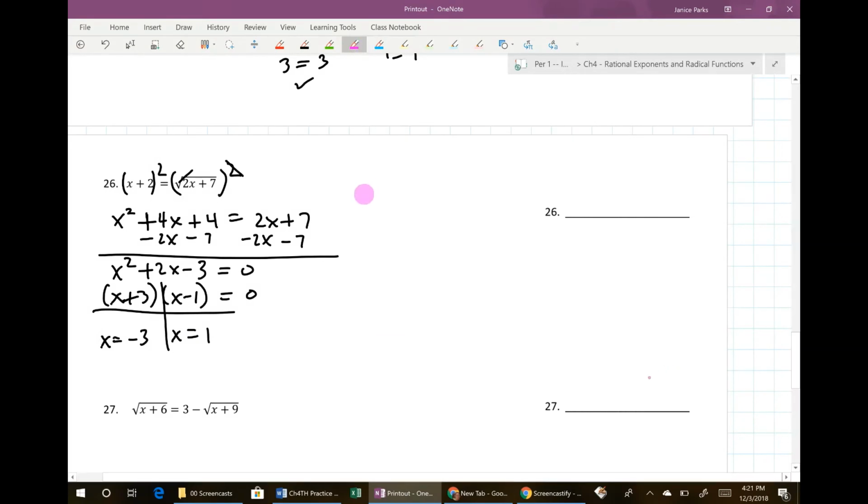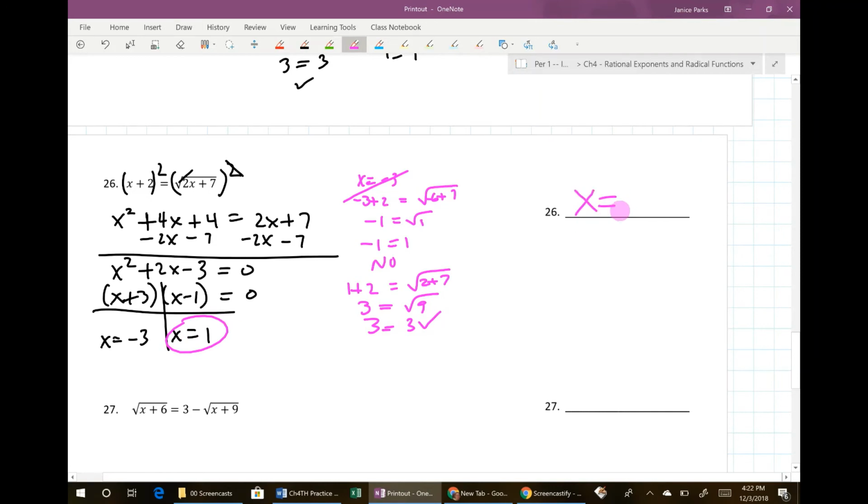To check the answers in the original, if you're checking x equals negative 3, you would get negative 3 plus 2 equals the square root of negative 6 plus 7. So negative 1 equals the square root of 1. Negative 1 equals 1. No, that does not work. That's extraneous. If you try 1, you get 1 plus 2 equals the square root of 2 plus 7. So 3 equals the square root of 9. So 1 does work.